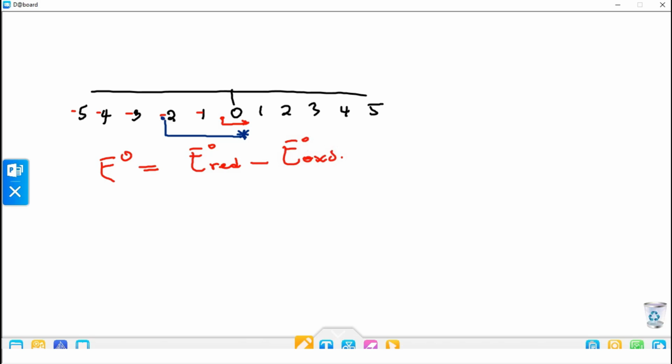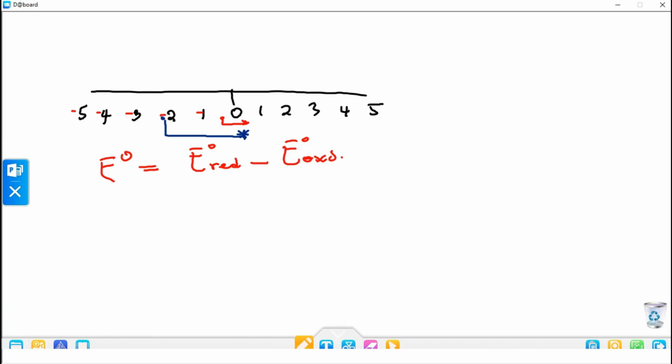Or we may say E cathode minus E anode, because at the cathode we have reduction taking place, gain of electrons, and at the anode we have oxidation taking place. So we can also say it is E right hand side minus left hand side, because reduction is usually written at the right and oxidation at the left.